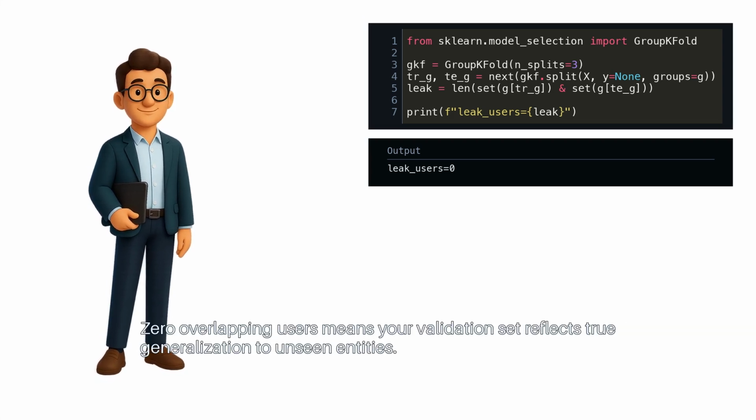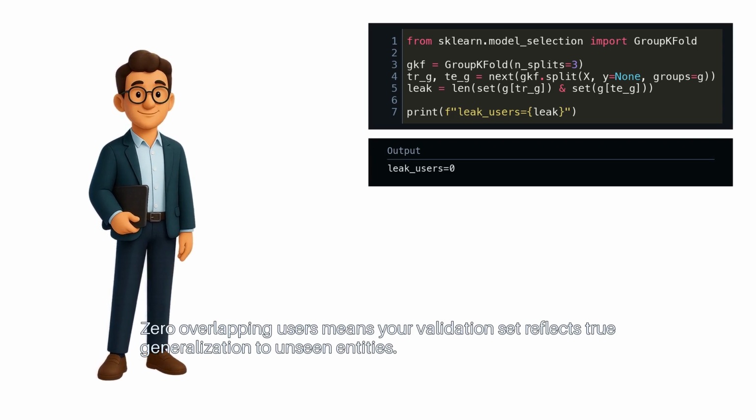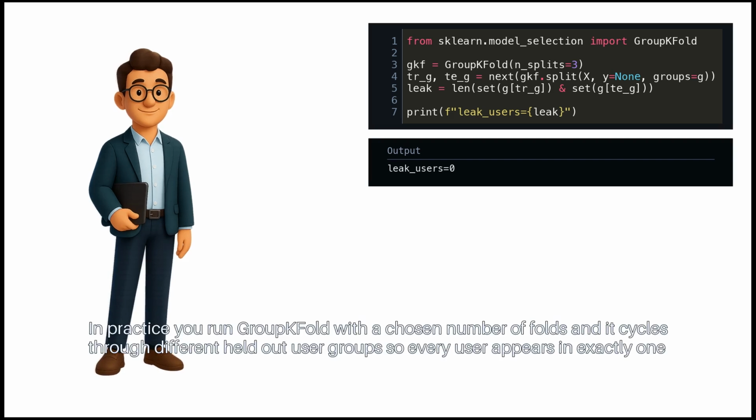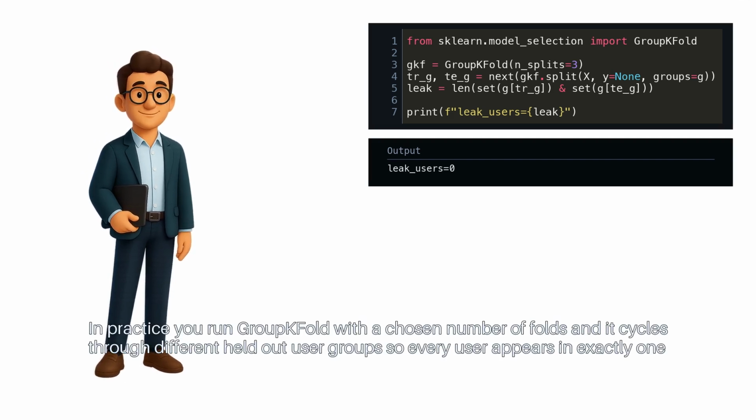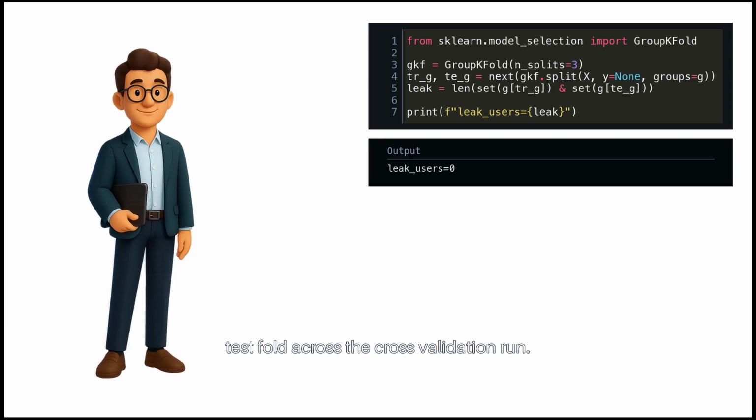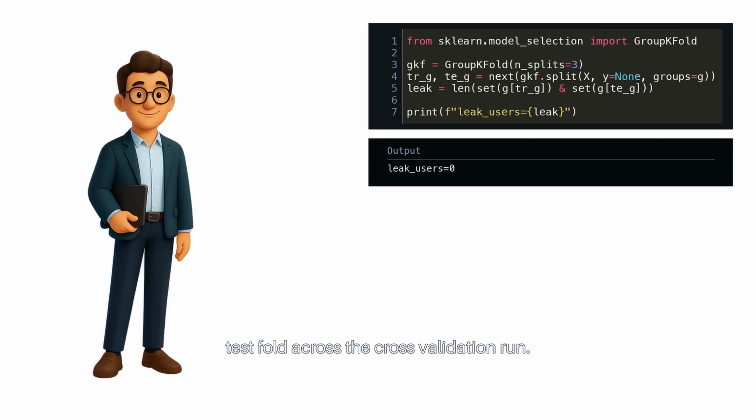0 overlapping users means your validation set reflects true generalization to unseen entities. In practice, you run GroupKFold with a chosen number of folds, and it cycles through different held-out user groups, so every user appears in exactly 1 test fold across the cross-validation run.